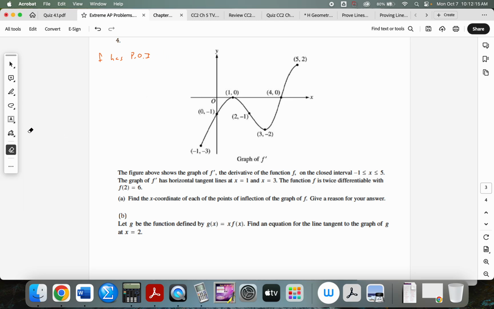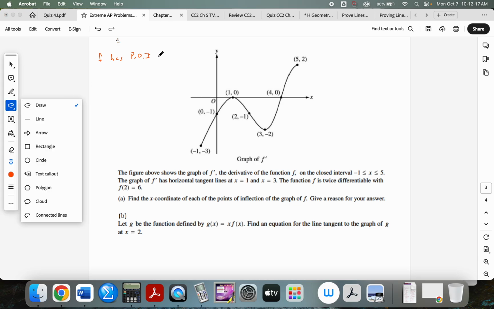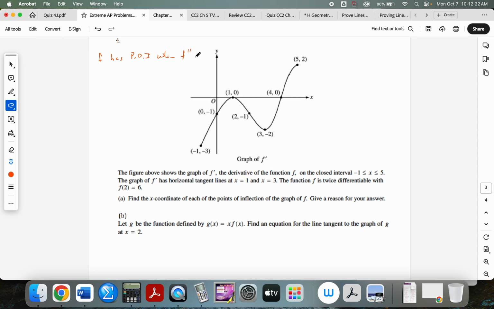f has a point of inflection when f double prime changes sign. And when is that going to happen? Because I don't have a graph of f double prime. If I talk about f double prime on this as a justification without connecting it to this graph, you get nothing. How can I tell f double prime from the graph of f prime?